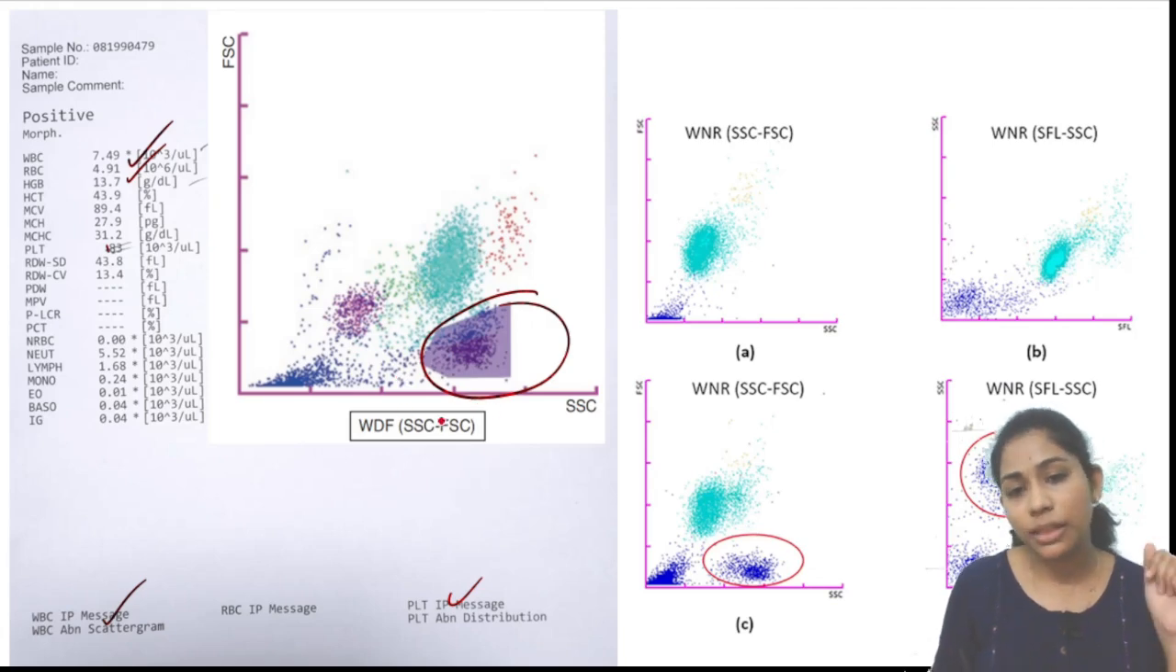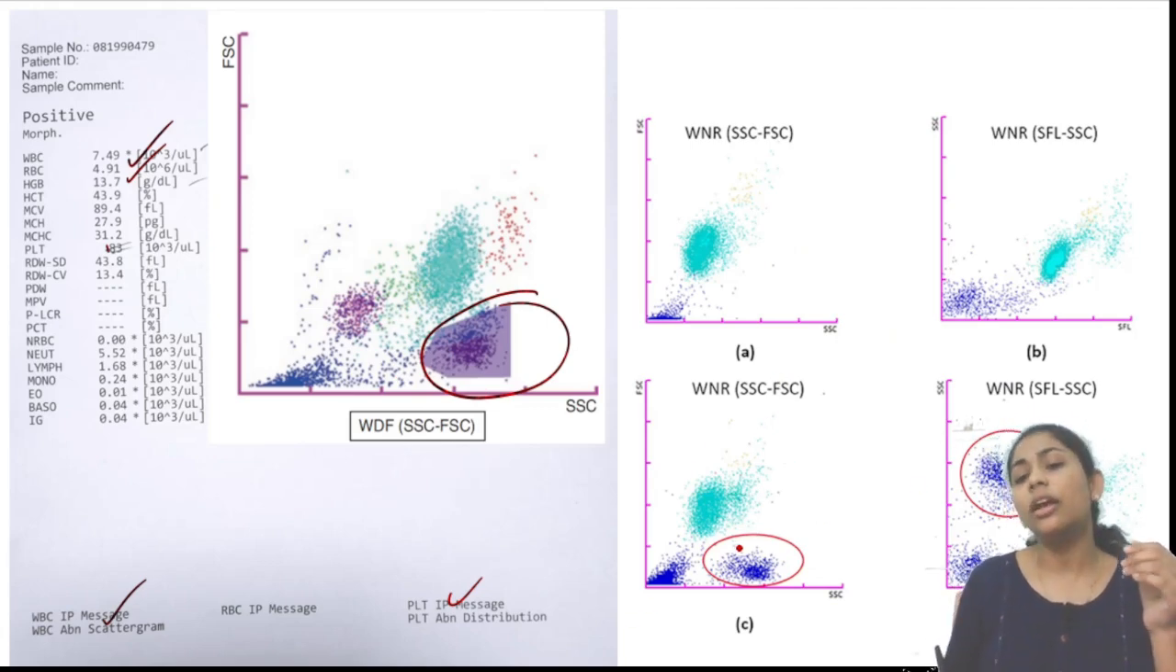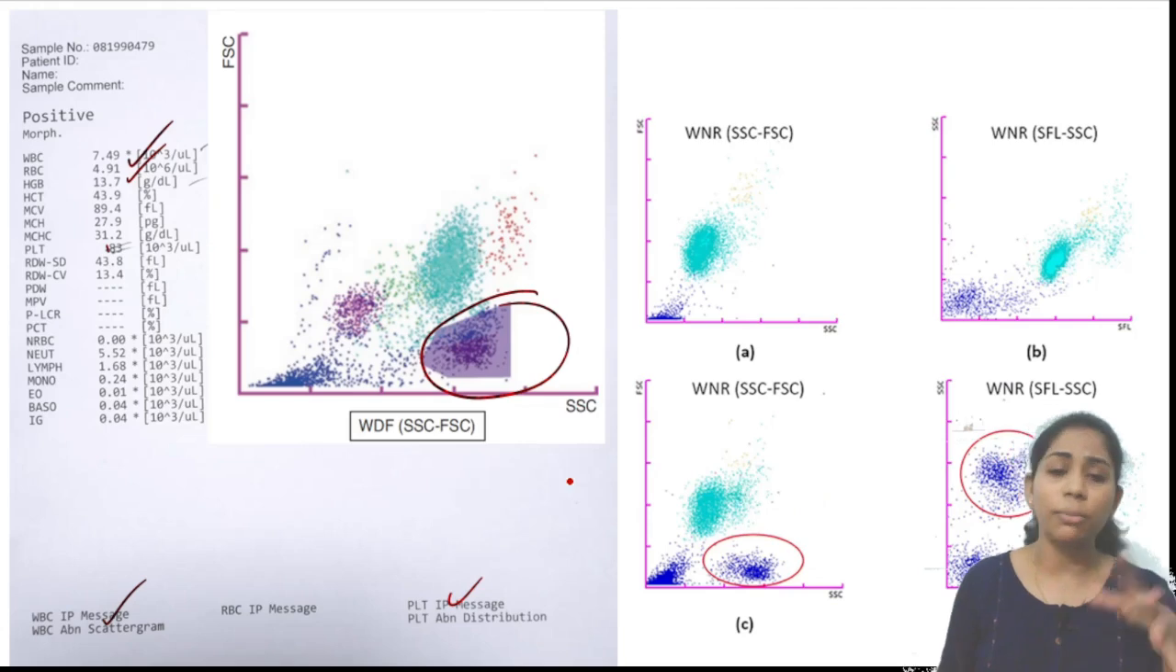He also showed me another graph. This is a WNR graph. He showed me this graph, and I have already highlighted this population here. So he showed me this graph, and I said immediately, okay, make the smear.